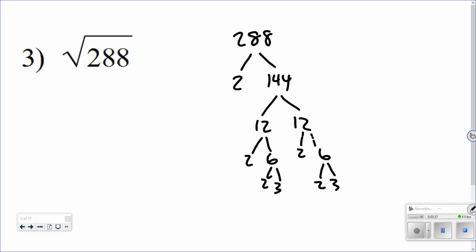What I'm looking for is I want all the pairs of factors. So if I look up here, I've got a 2 and a 2. That's a pair of factors. I'm going to put those up here. So it's the square root of 2 squared. If I find another pair, I've got one right here. Let's see, I've got 3.